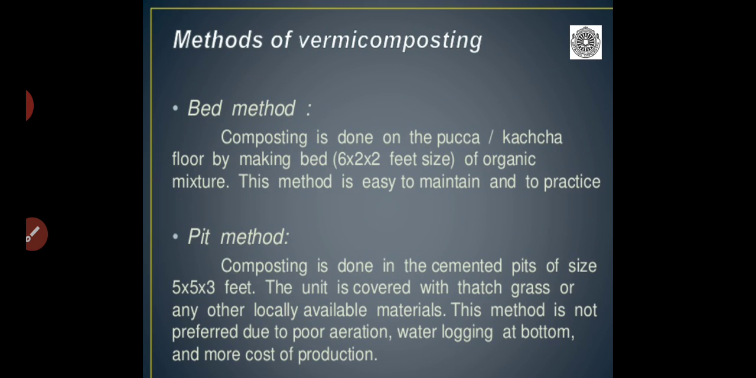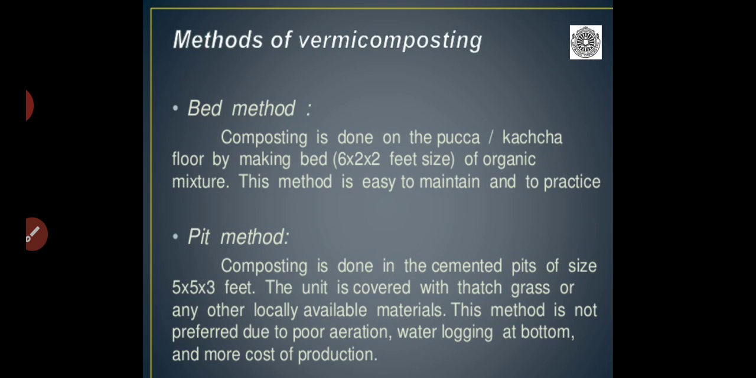Methods of vermicomposting. So there are the following methods. The first one is called the bed method. Here composting is done on the puka or kacha floor by making a bed of about 6 by 2 by 2 feet of organic mixture, and this method is easy to maintain and to practice.